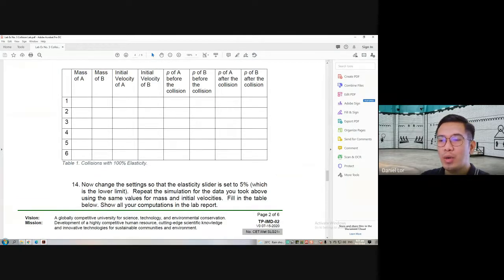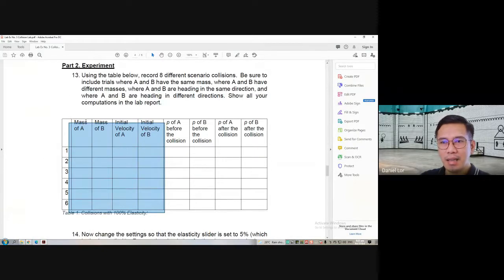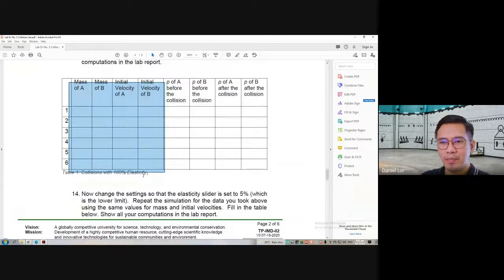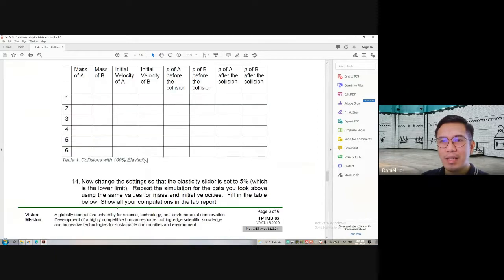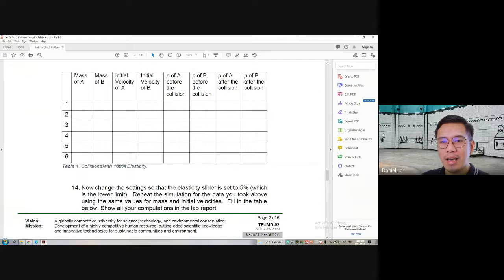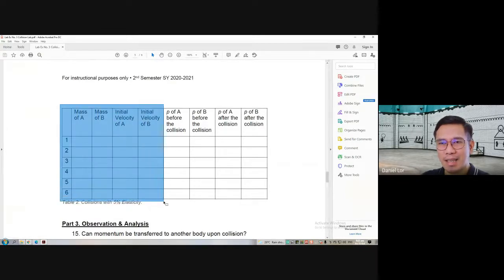So you will also be using the same set of mass and velocity from number 13, kaning procedure number 13. Same mass and initial velocity ang inyong gamiton sa table 2. Ang magkalahi lang nila is the 5% elasticity, no? Kaning elasticity. Ang sa table 1 100%, sa table 2 5%. But their initial velocities and masses will still be the same.